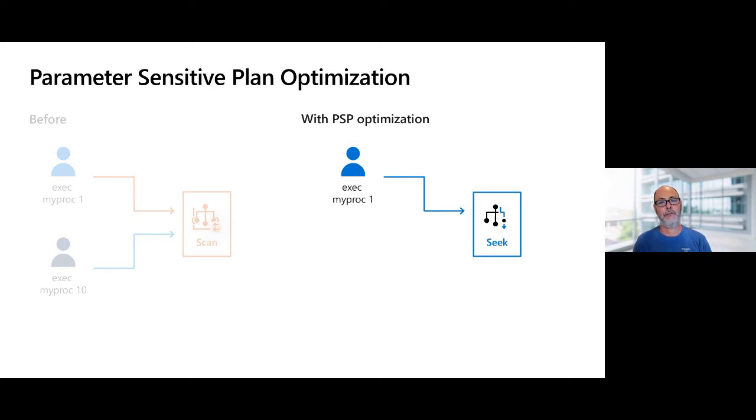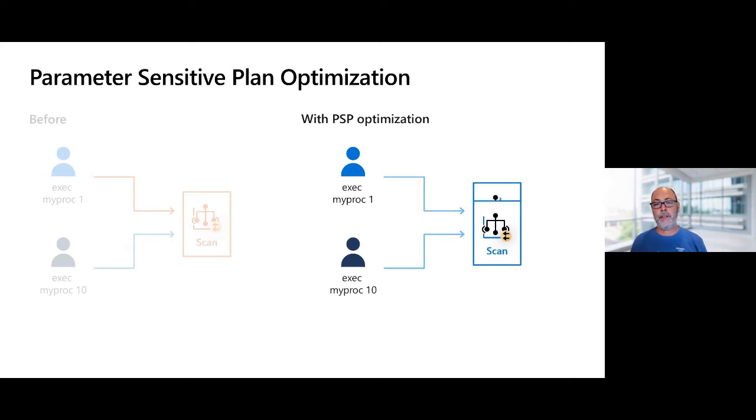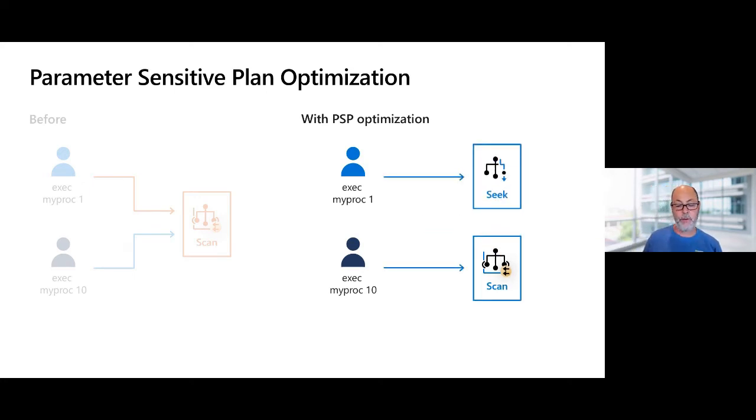Now, in SQL Server 2022, with PSP optimization, we're going to be executing and compiling the stored procedure with the first parameter. It's going to come up with one plan, the seek. Then we will run it again with a different parameter, and it will compile a different plan with the scan, right? And for the very first time, what SQL Server will be doing is keeping both plans in the cache. So depending on which parameter we use, it's going to choose one plan or the other.